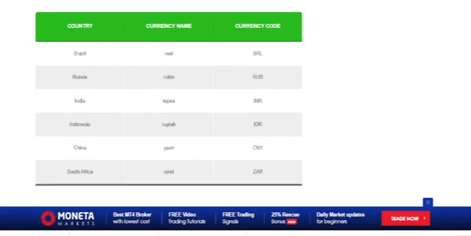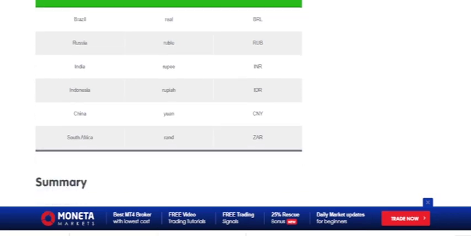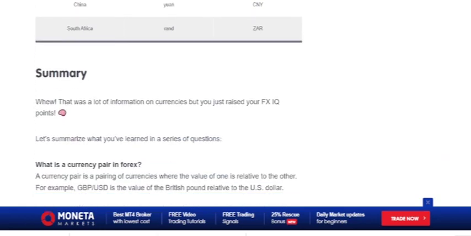Country, currency name, currency code: Brazil, real, BRL. Russia, ruble, RUB. India, rupee, INR. Indonesia, rupiah, IDR. China, yuan, CNY. South Africa, rand, ZAR.